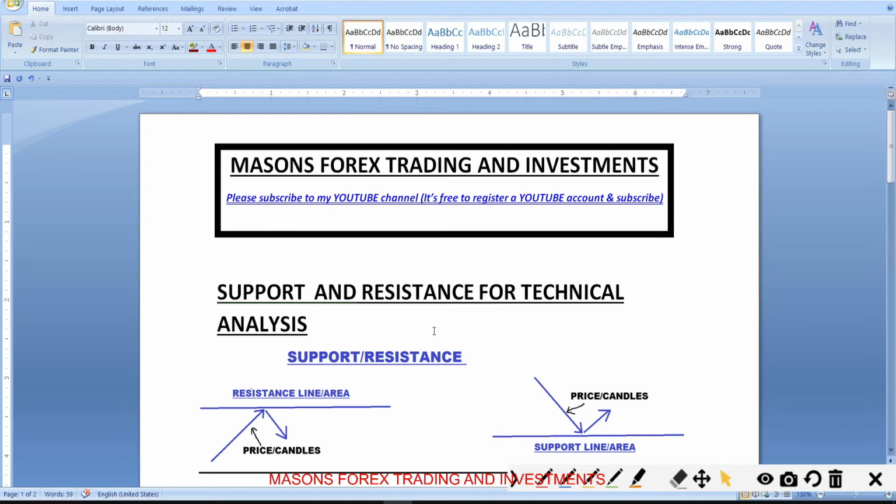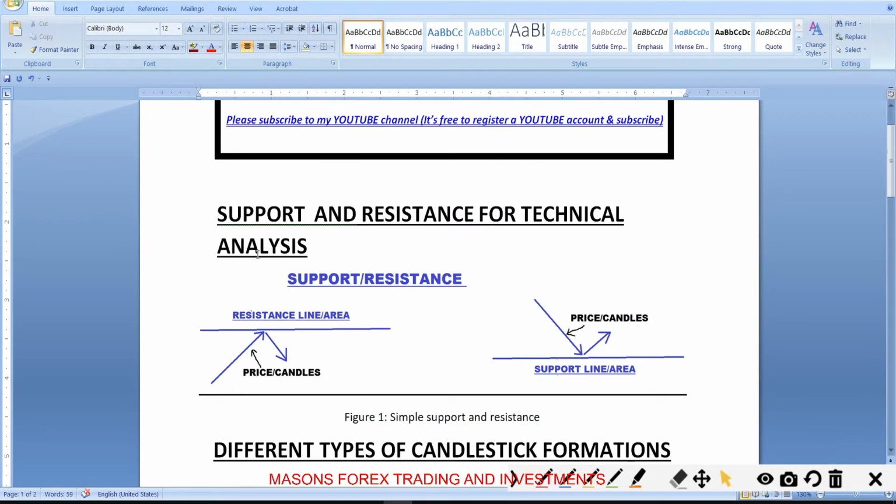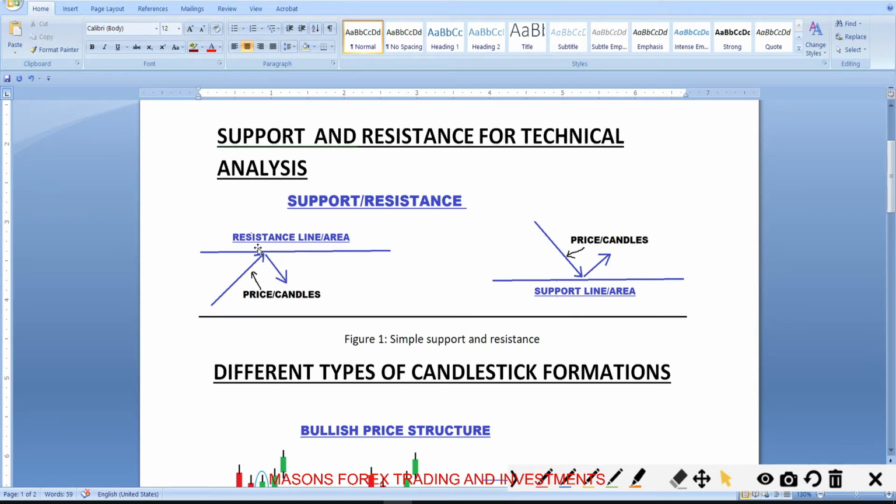let us go back to our notes. So this is support and resistance for technical analysis. If you look at your resistance line or area, when price reaches this level, we're looking for price to move away from this line or area. And then if you look at this support line or area, as price reaches this level, there's an expectation for price to move away.